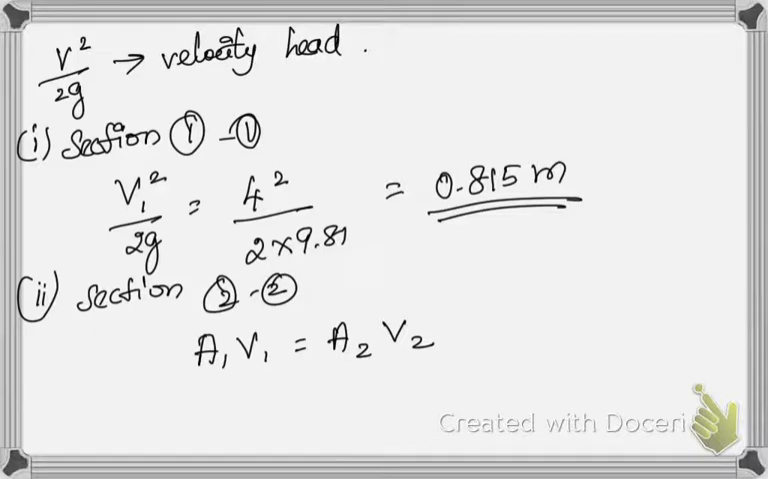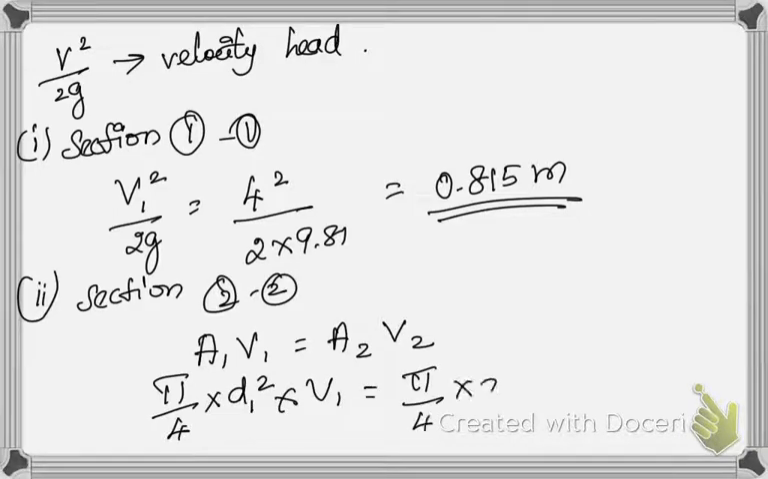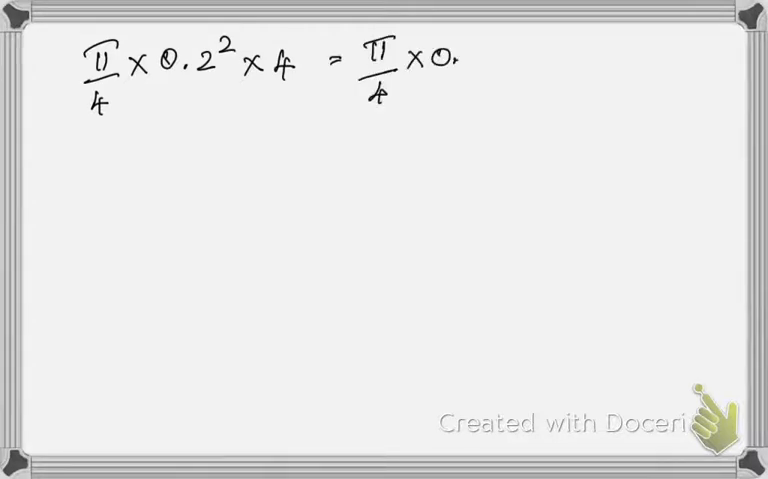So A1 is nothing but pi by 4 into D1 square, into V1, which is equal to pi by 4 into D2 square into V2. So pi by 4 into D1 squared is 0.2 square, V1 is 4, which is equal to pi by 4 into 0.1 square into V2. From this equation I'll be getting V2 equal to 16 meter per second.